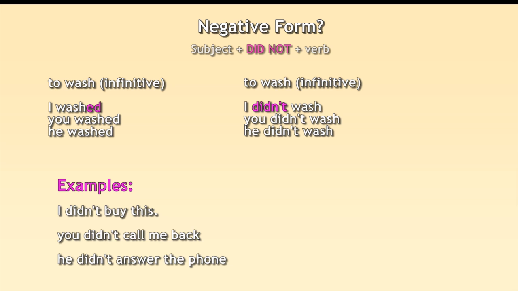And now let's look at some examples. We have here the first sentence, I didn't buy this, you didn't call me back, he didn't answer the phone. Very simple, very easy. You put the subject, then didn't, and then just the verb in the infinitive.